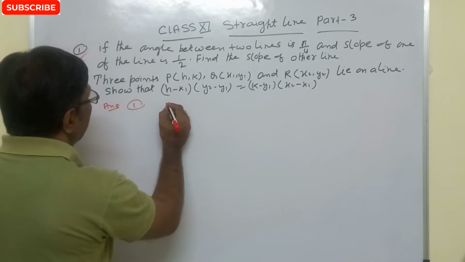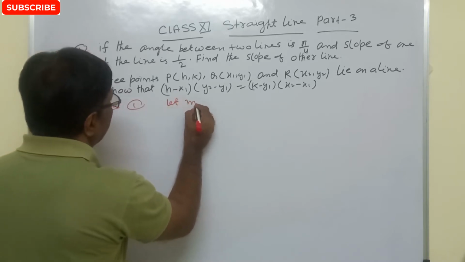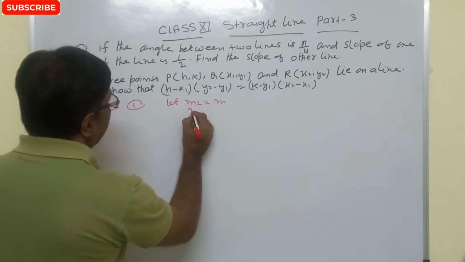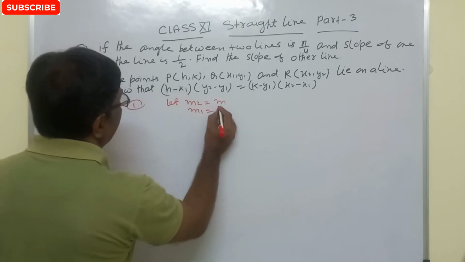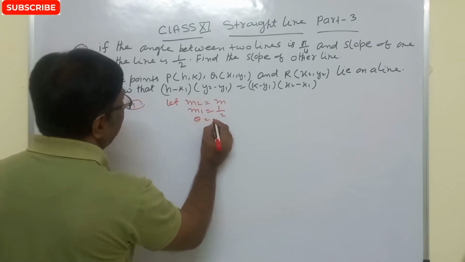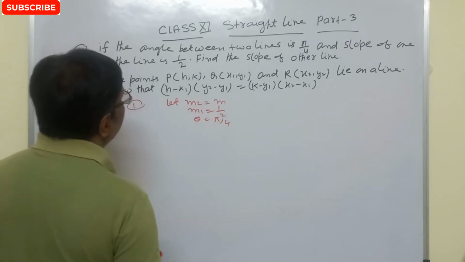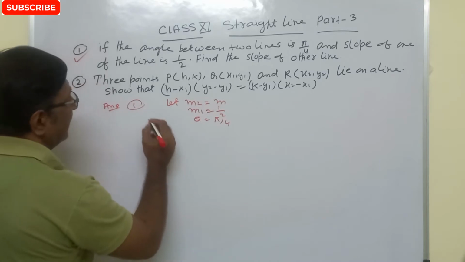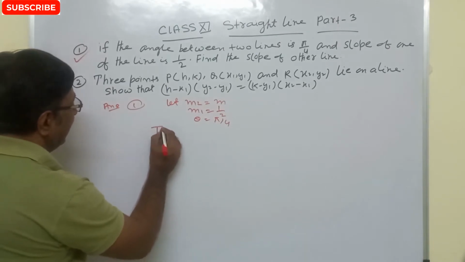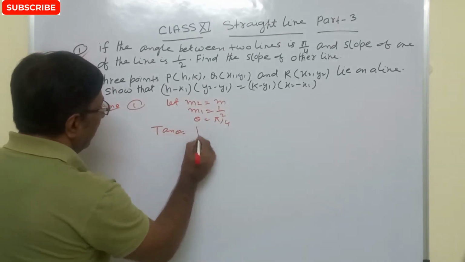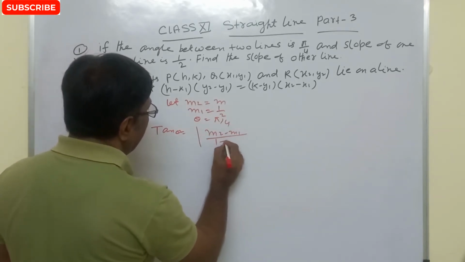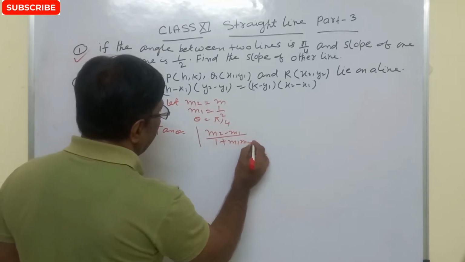तो सपोज करो, let slope of other line that is m2 equal to m, and slope of first line that is m1 is given half, right? And angle between the two lines that is theta is given pi by 4। तो आप जानते हो कि if the angle between two lines is theta, then formula हमारा होता है that is tan theta equal to mod of (m2 minus m1) divided by (1 plus m1 m2), right?